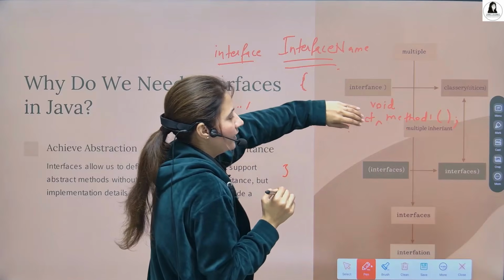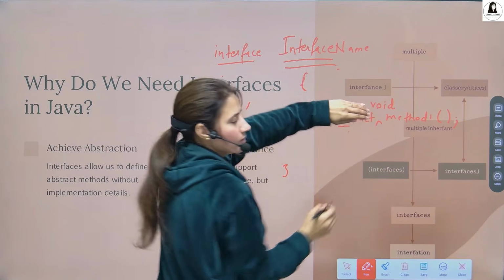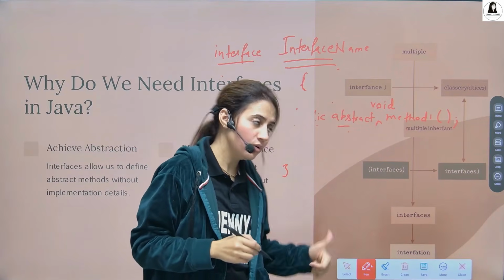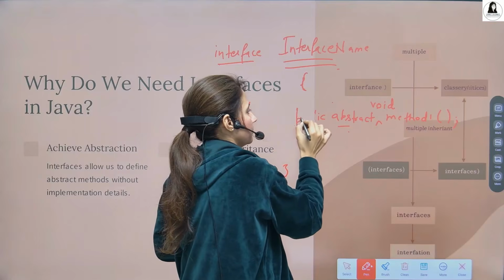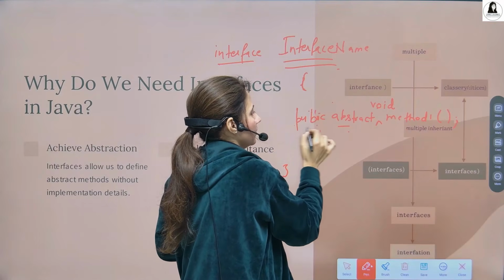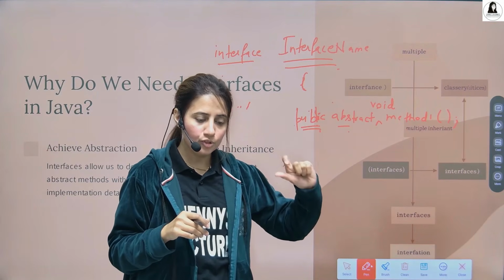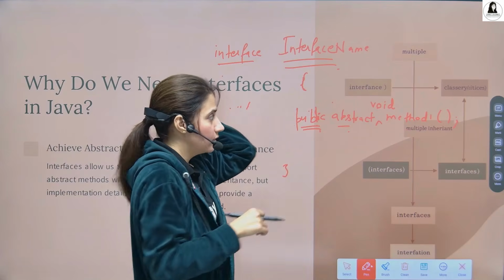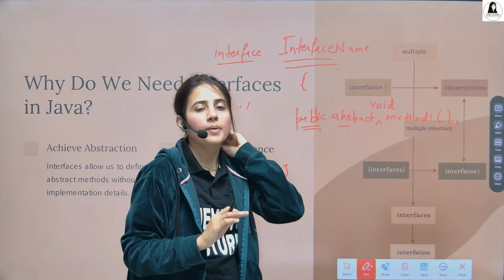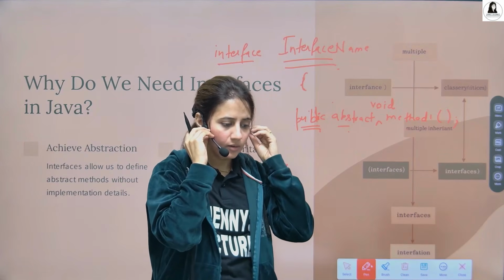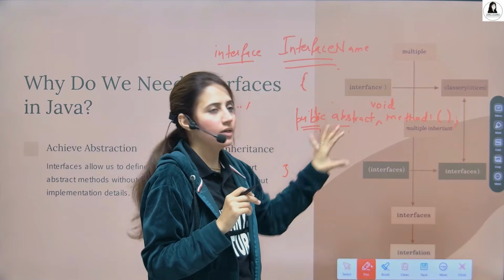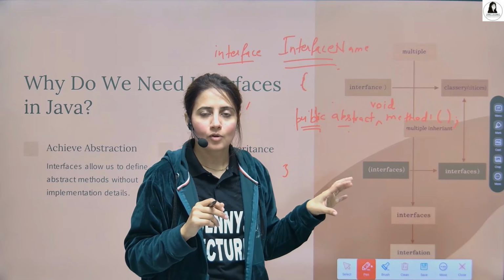So if you do not write public and abstract, you only write void method 1, that would be considered by default a public and abstract method, right? So before Java 8, only these methods were allowed. But in Java 8, they added something in interfaces. What?